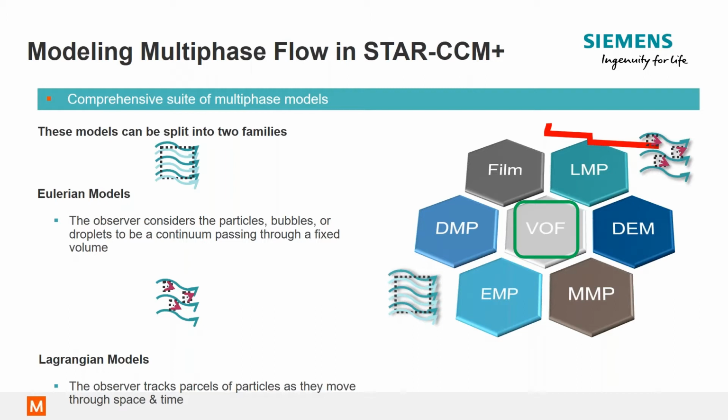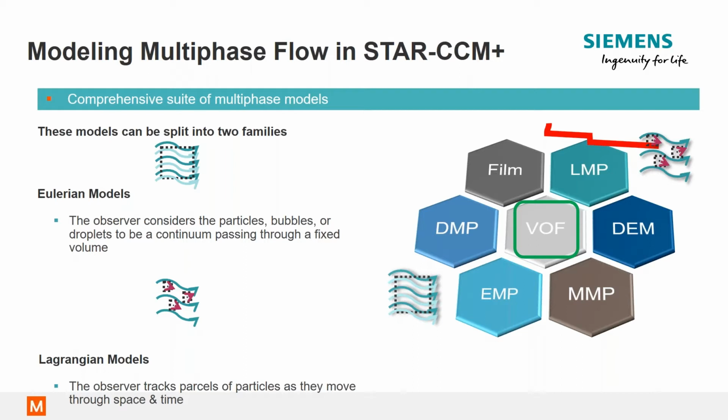And then you've got the Lagrangian models, which are solved with the phases represented as discrete parcels, each of these parcels representing a statistical distribution of particles. The equations of motion are solved for each of these parcels to determine their trajectory, and plotting the position of an individual particle through time will give you the path line of this particle.